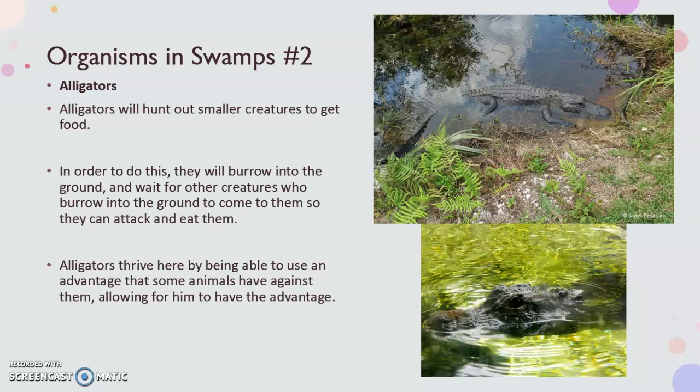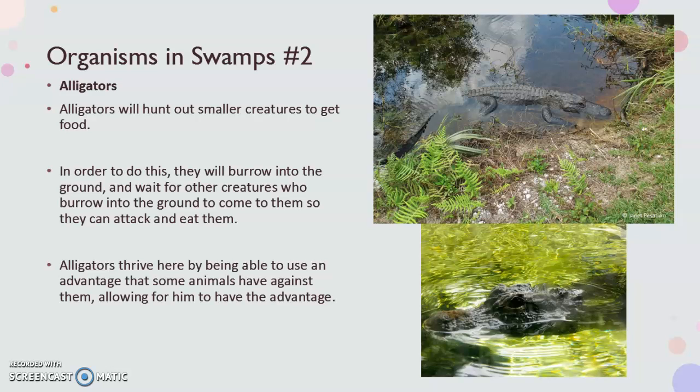So the next organism we'll be talking about is an alligator. An alligator will also be hunting down smaller creatures, but not quite as small as a frog. They'll be hunting down more smaller-like animals. And in order to do this, due to the fact that a lot of animals, to hide from predators, will burrow underground, the alligator will think about this and burrow underground before other animals do.